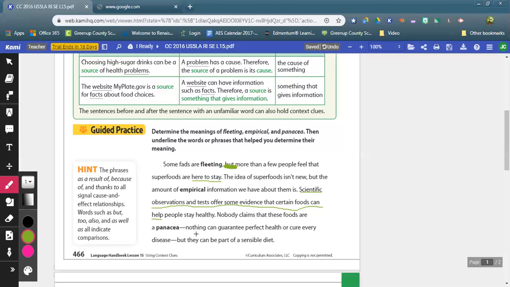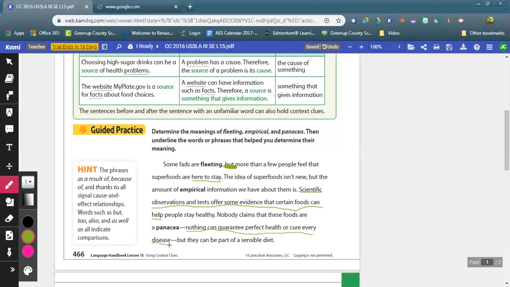Panacea, we have this right here. Nothing can guarantee perfect health or cure every disease. That lets you know that panacea means that it's a cure-all for everything.